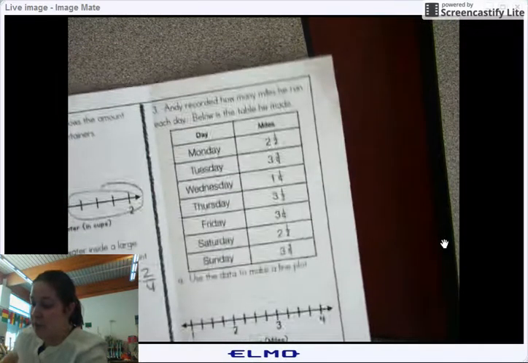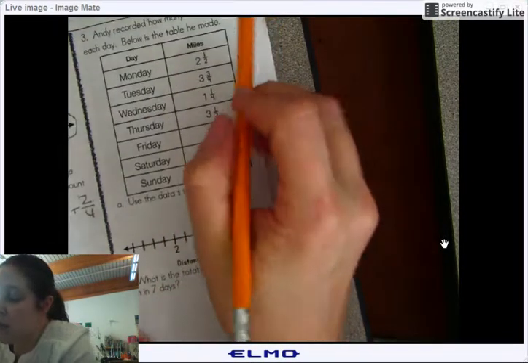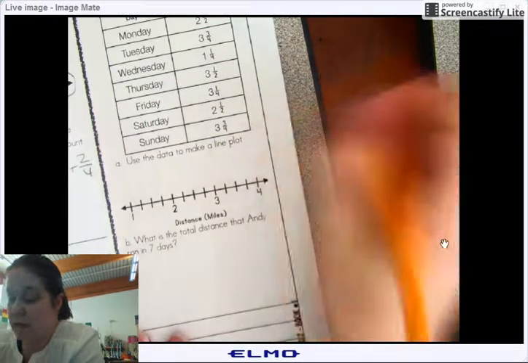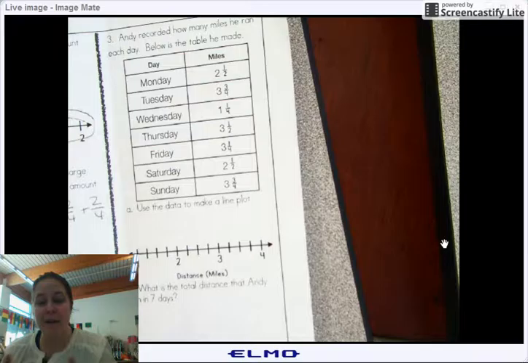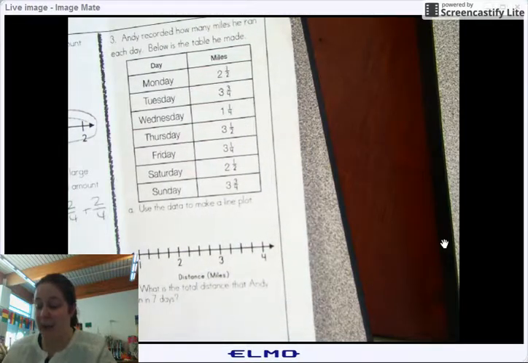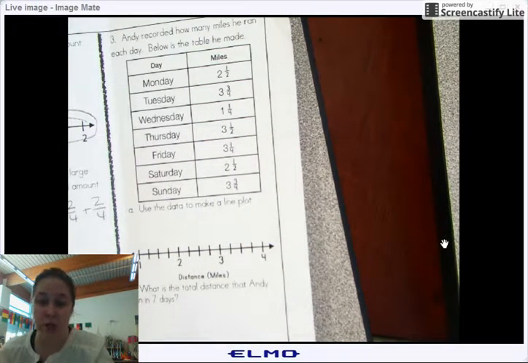Okay? Andy recorded how many miles he ran each day. The below is the table made. Use the data to make a line plot. On the EOG, you're never going to have to make a line plot because they cannot see your line plot. But they might give you tables like this and then have you add them up. So I'm going to make my line plot because it's just easier for me to show you.